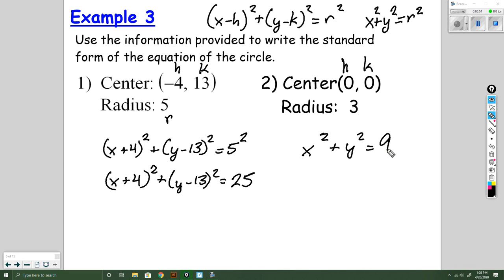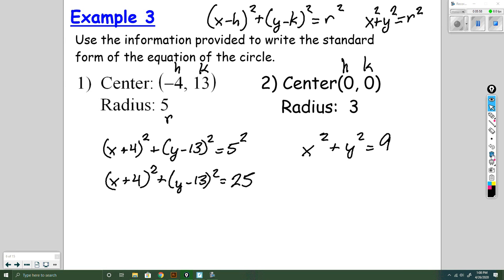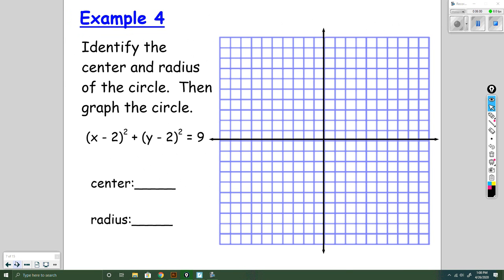All right. Now let's go on to graphing. In example 4, it says identify the center and radius of the circle and then graph the circle. The center of this circle is the point 2, 2. 2 is what we're subtracting from x, 2 is what we're subtracting from y. Remember 9 is r squared, not r, so we have to take the square root and we get a radius of 3.